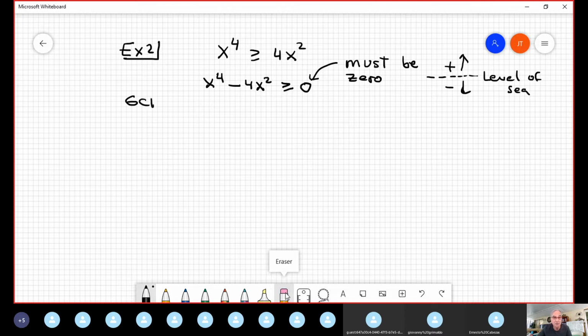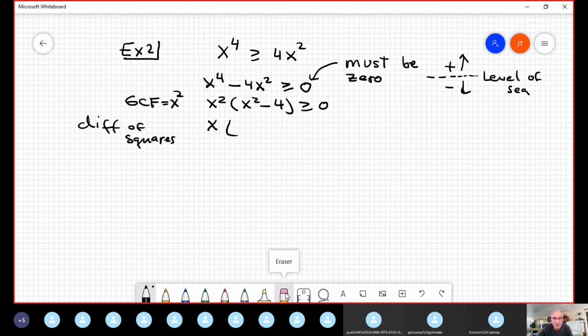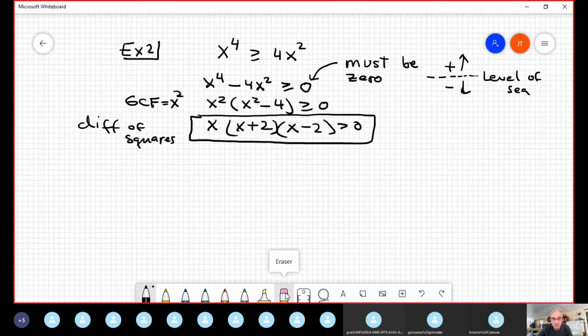The greatest common factor, obviously in this case, is x squared. Between x to the 4th power and 4x to the 2nd power, we have in common x squared. I factor it out. Now, I continue factorization because I see a difference of squares. The classical formula of the difference of squares gives x squared times (x plus 2)(x minus 2). And this is my inequality, equivalent to the original, but this is very confusing.